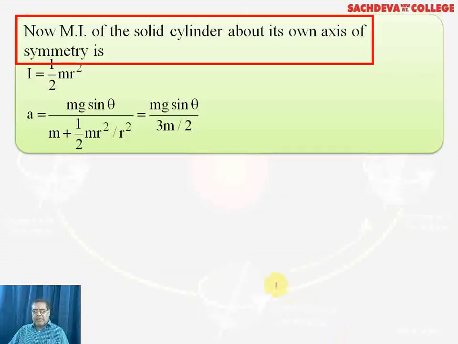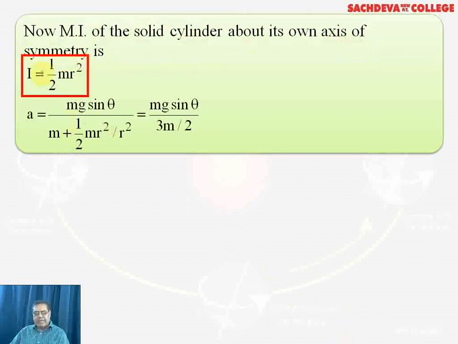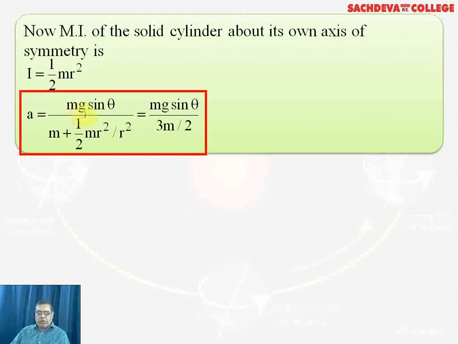Now, the moment of inertia of a solid cylinder about its own axis of symmetry is I is equal to half mr square. This is the formula for the moment of inertia of a solid cylinder. A is equal to mg sine theta. As earlier in the formula we have explained, the denominator is m plus half mr square over r square, and the whole calculated portion will become mg sine theta divided by 3m over 2.